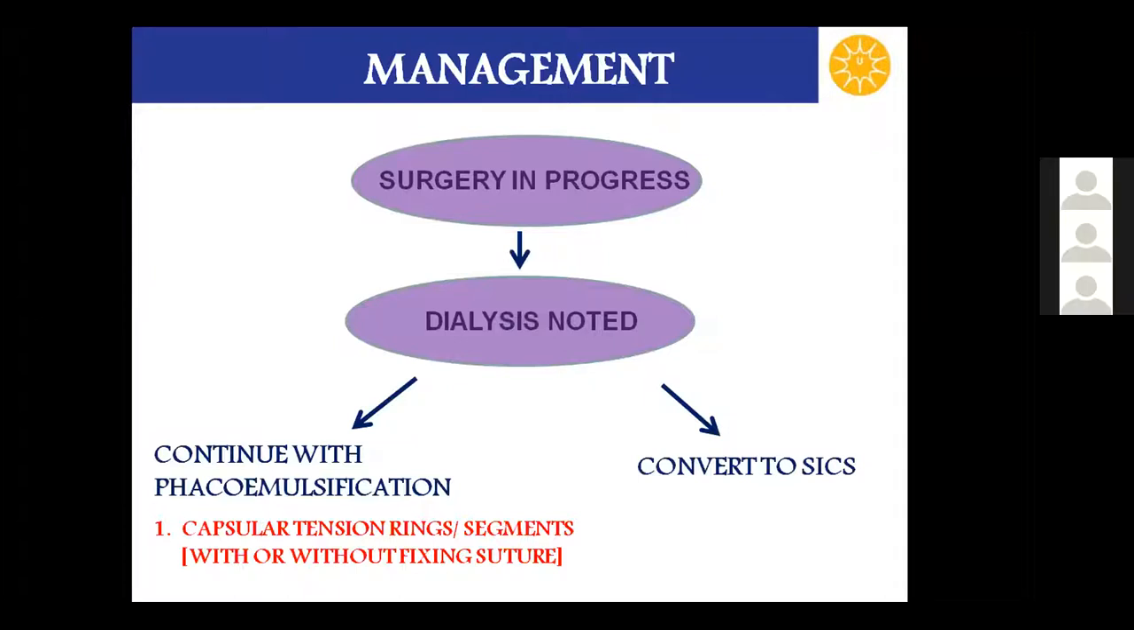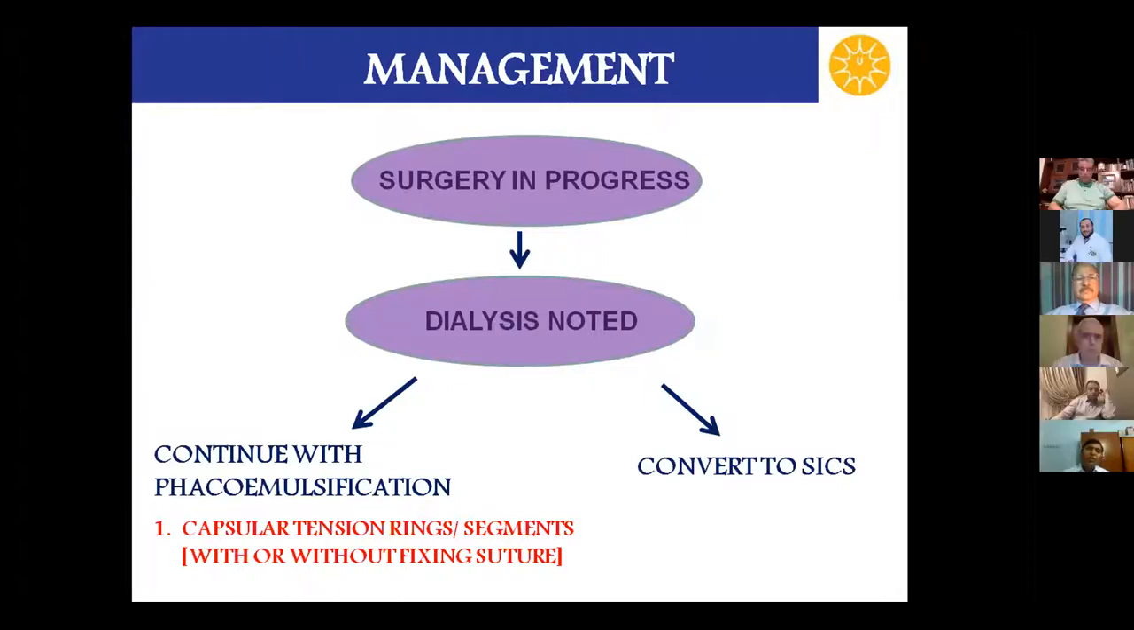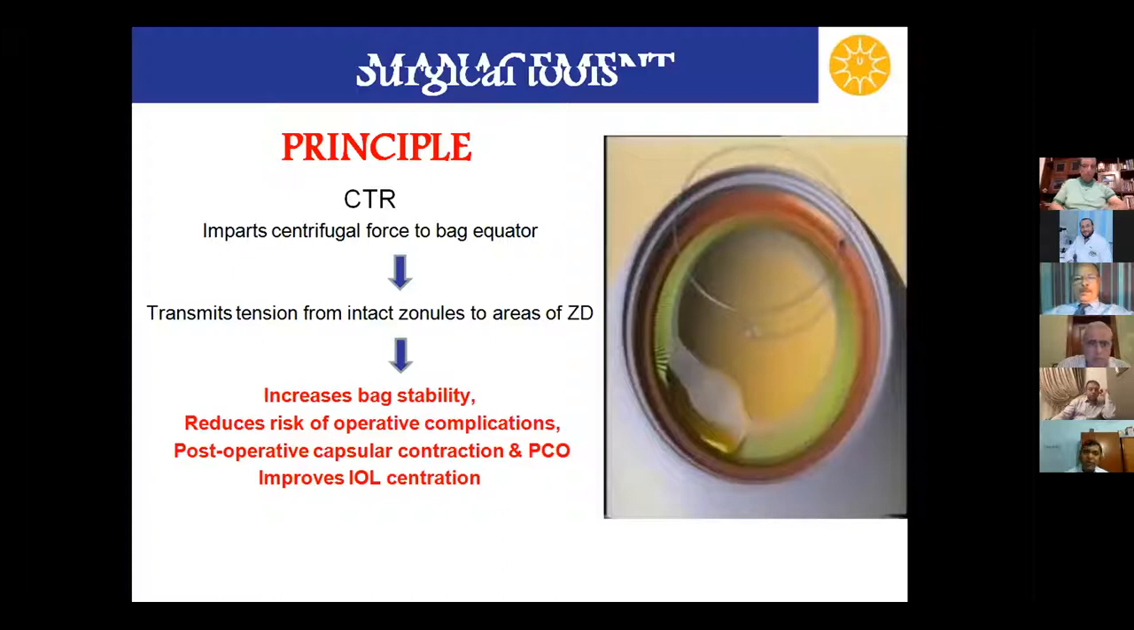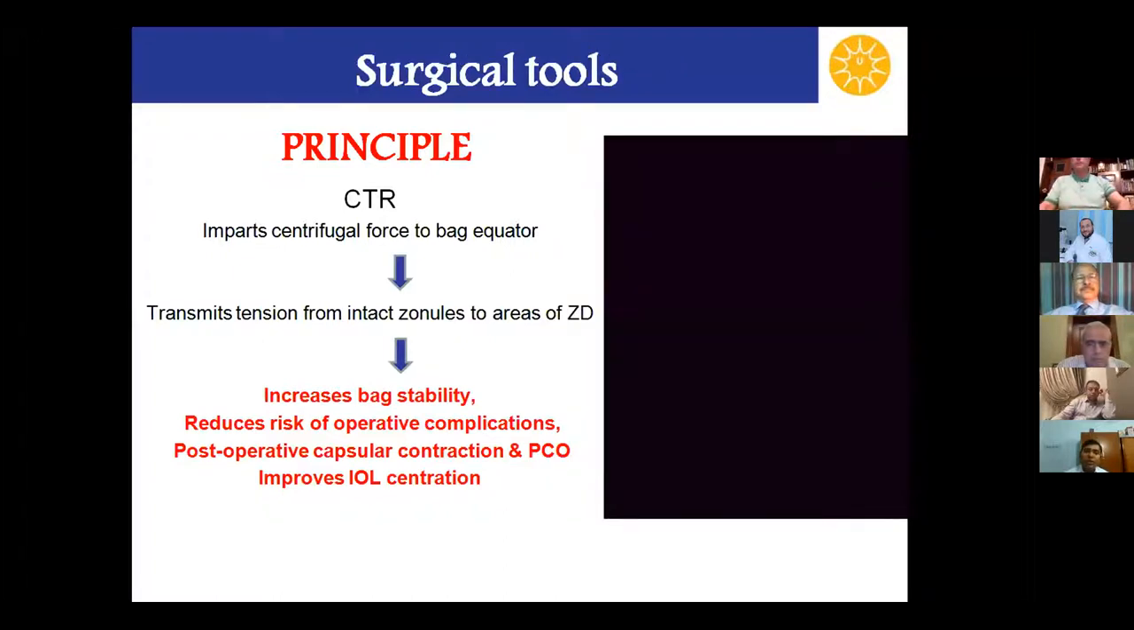When the surgery is in progress and you notice zonular dialysis, there are two things. Depending upon your experience, you can convert to SICS or ECCE, or you can continue with phacoemulsification. There are two types of devices: the equator supporting device and the capsule supporting device, such as the capsular tension ring.